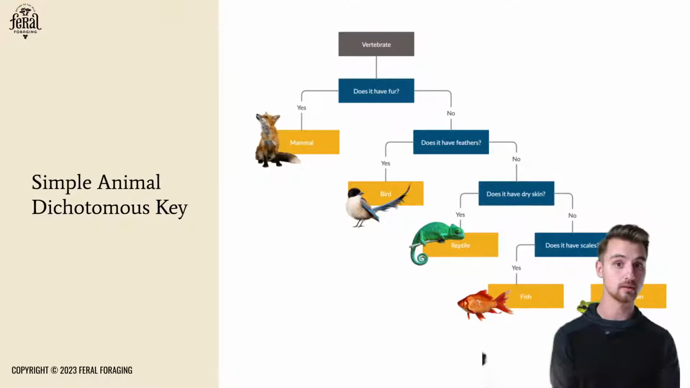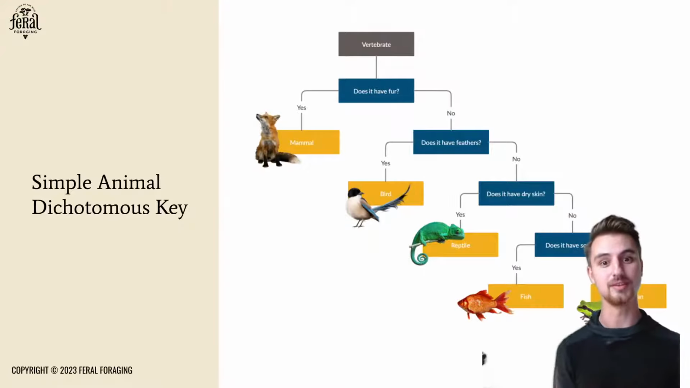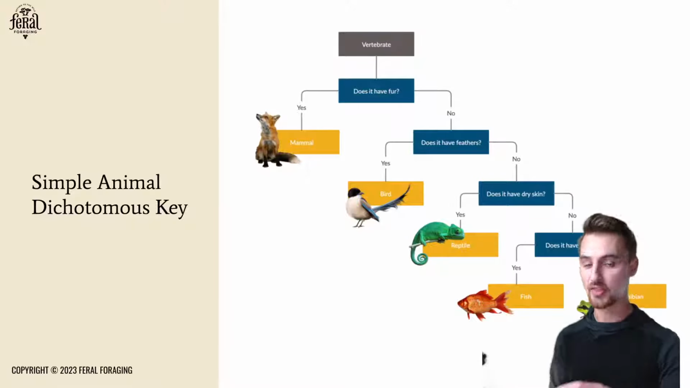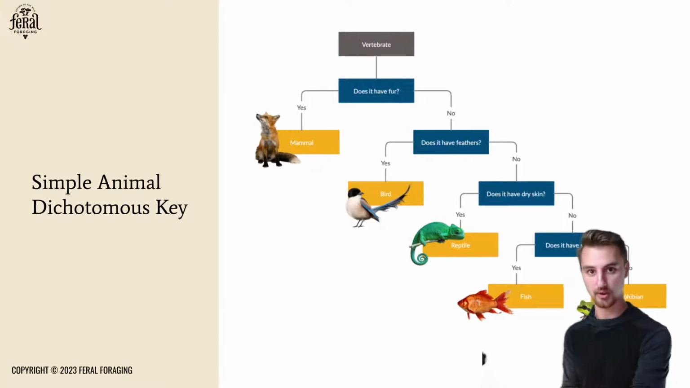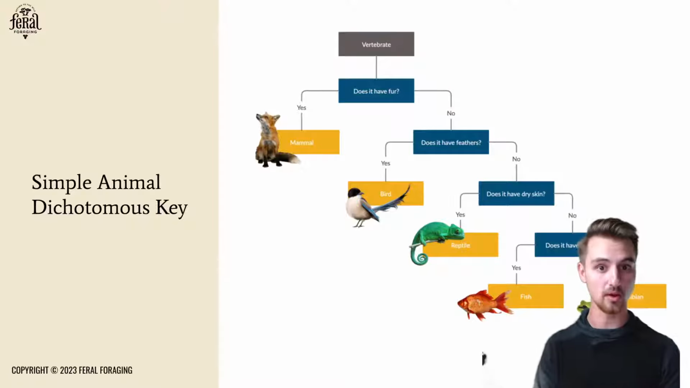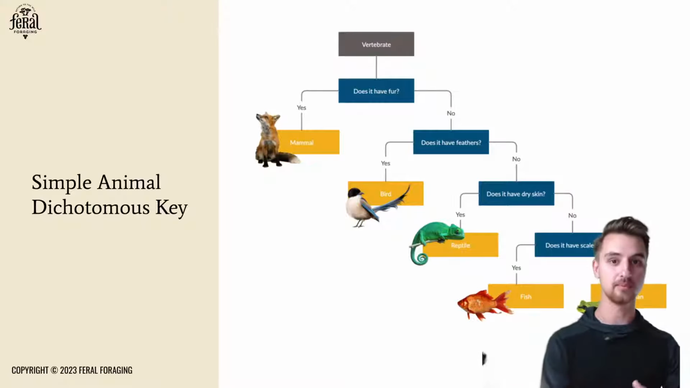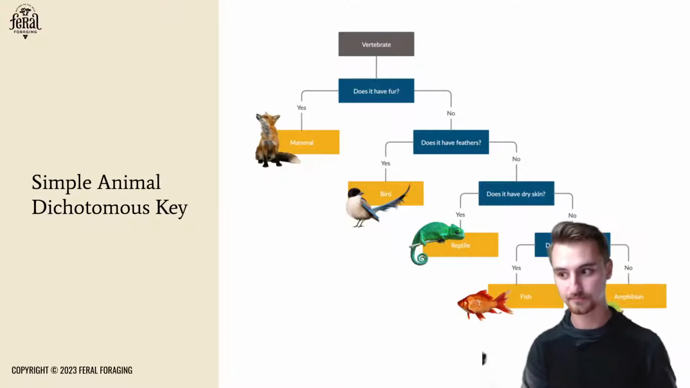We want to know what it is. Question number one is, does it have fur? Okay? If the answer is yes, great, then we have a mammal. And then maybe there's a key for the mammals and we keep going. If the answer is no, well then the next question is, does it have feathers? Yes, then it's a bird. No, then we keep going, and so on and so forth, right?